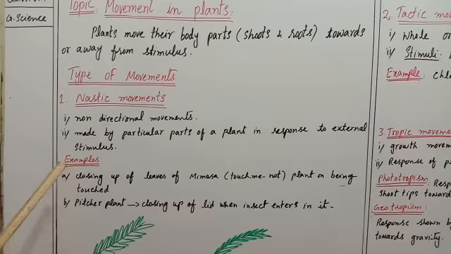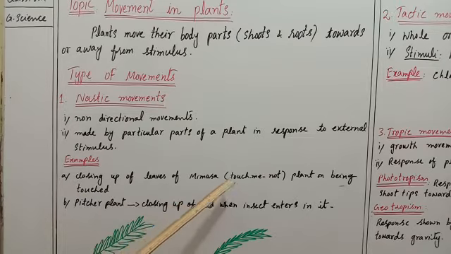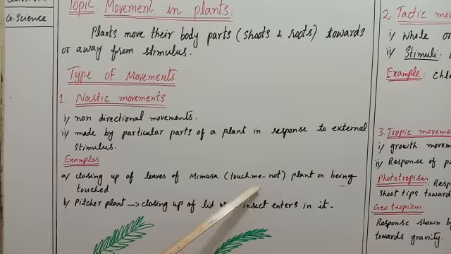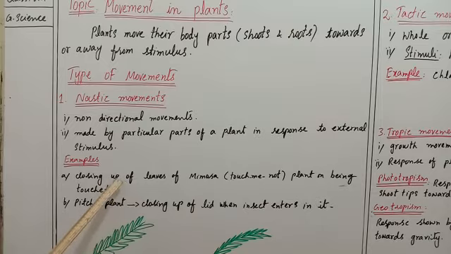Now we will discuss the examples in which plants show Gnastic movements. The first example is the closing up of the leaves of the Mimosa plant. Mimosa is its biological name and its common name is touch-me-not. As the name indicates, when we touch this plant's leaves, they tilt. On being touched, the plant closes its leaves.